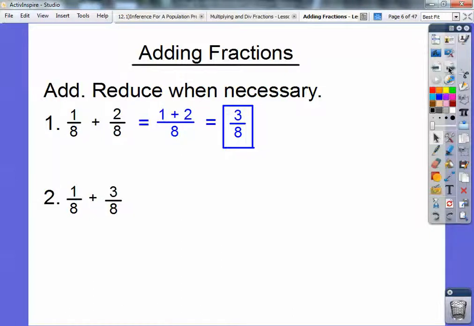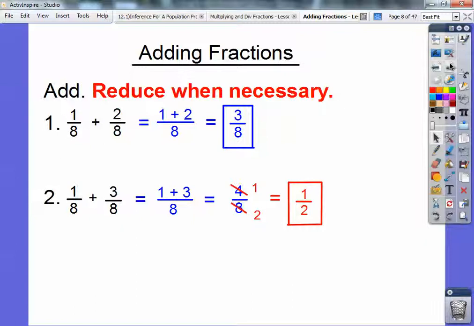Okay, 1/8 plus 3/8, you go ahead and add those, that's 4/8, and then you can reduce that. 4 goes into 4 once, 4 goes into 8 twice, so it reduces to 1/2. Okay, so reduce when necessary. Okay, all right, let's try another one here.